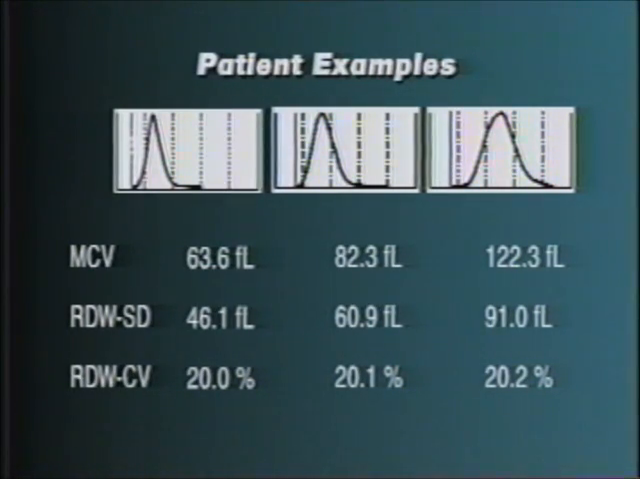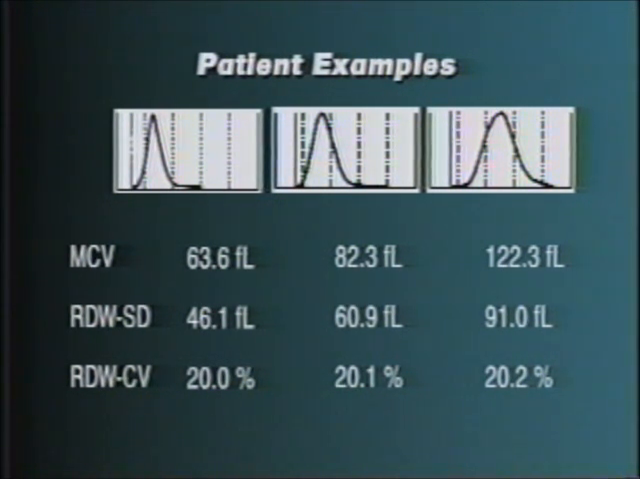We're now going to show you some patient examples so you can apply this to the real world. These are 3 patient red cell curves that were generated on the NE8000. Visually, when you look at them, you should be able to see that they are different. The first curve is fairly normal.